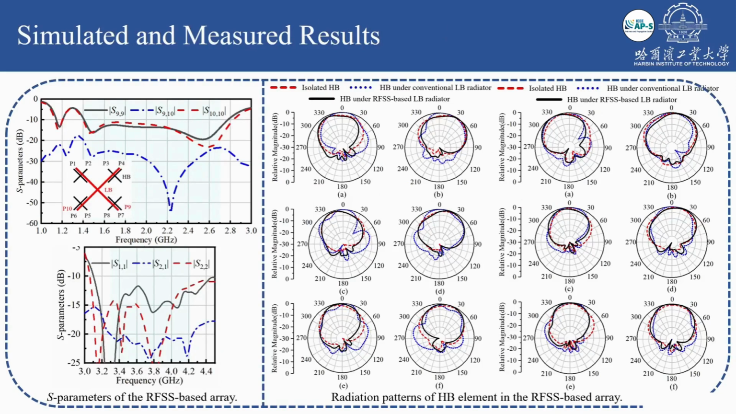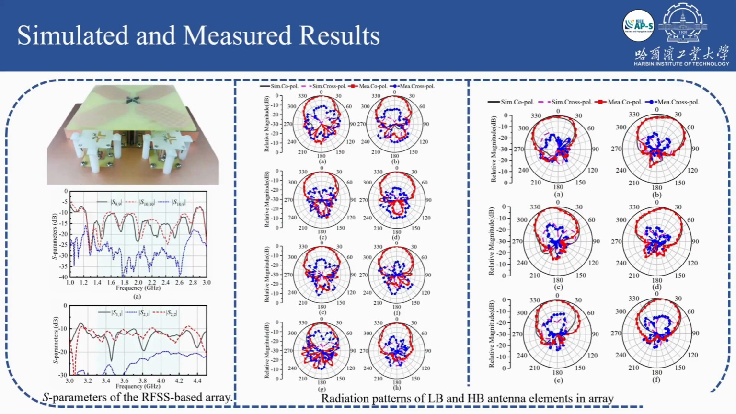Simulation and experimental results demonstrate that the low-band and high-band antenna elements exhibit operational bandwidths of 1.4 to 2.7 GHz and 3.3 to 4.2 GHz, respectively. The implementation of RFSS enables significant restoration of distorted high-band antenna radiation patterns. The measured results exhibit agreement with the simulations.